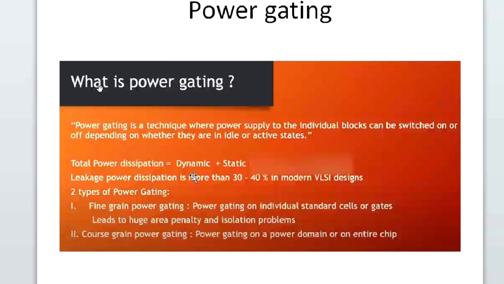Two types of power gating are there: one is fine-grain power gating and one is coarse-grain power gating. Fine-grain is used for power gating on standard cells, for individual cells or gates, which leads to a high isolation problem. We have to use more gates, so area issues will be there. Because of these issues, we also have coarse-grain.